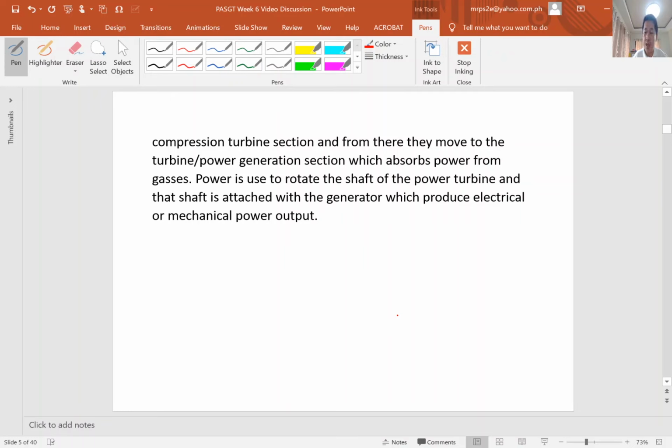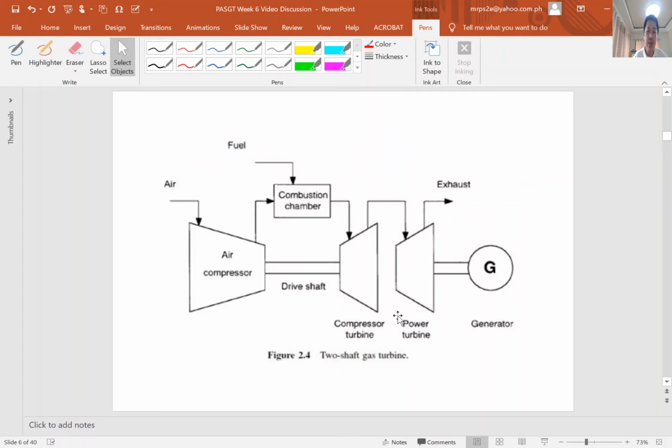So we'll see the diagram of the double shaft gas turbine. This is the diagram of the double shaft or two shaft. As you can see here, the shaft is separated. So before it was one, and this is the two shaft or double shaft.